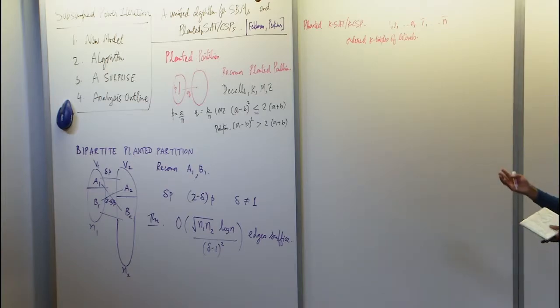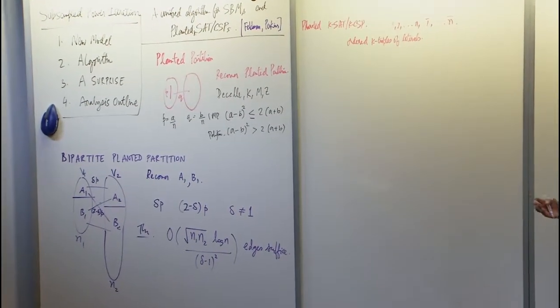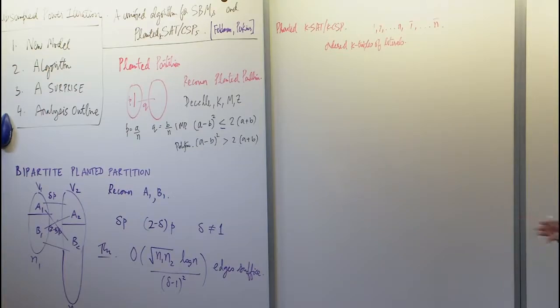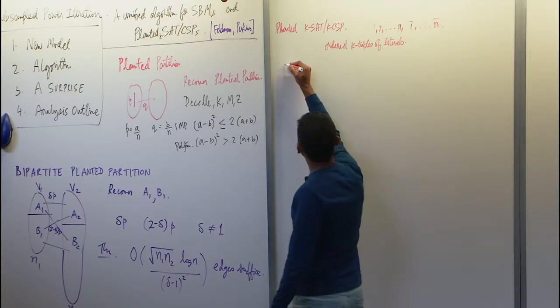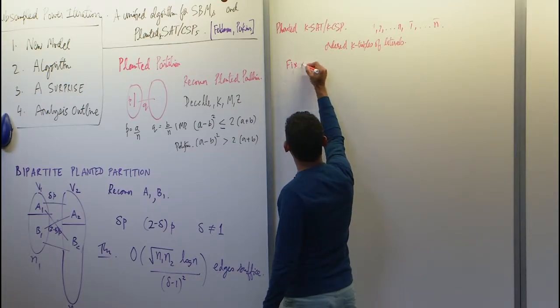And you can do it in many different ways. If it's just satisfiability, you would say there's your clause, so it's the disjunction of these literals. But in a CSP, you might have a predicate for each clause. Somebody picks a predicate, potentially different for each clause. Okay. Now, what makes it planted is that we first fix an assignment sigma, unknown.